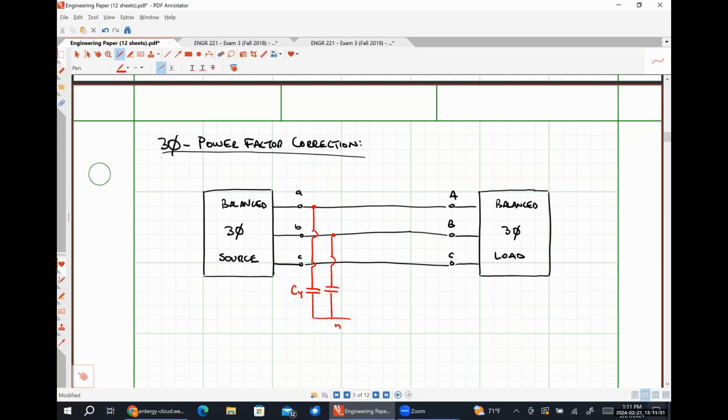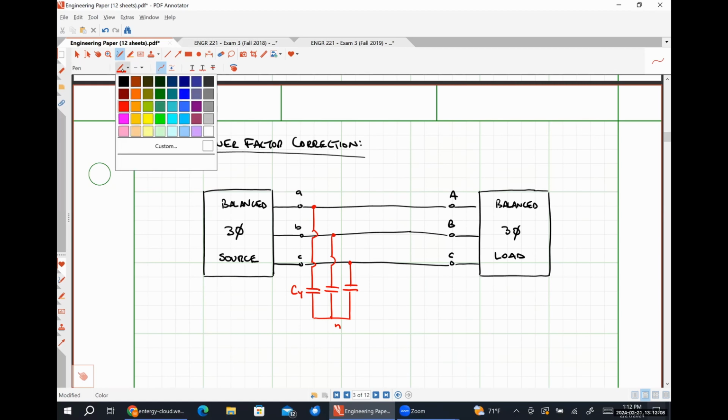An identical capacitor CY. Here's my C phase, a third identical capacitor CY. I do not physically need a neutral conductor on either my source or my load to install this capacitor bank. I'm just wiring the bottom leg of all of those capacitors together at a common point, giving me a Y connection, okay? So it literally doesn't matter if my source or my load is in Y or delta, I can always do this.